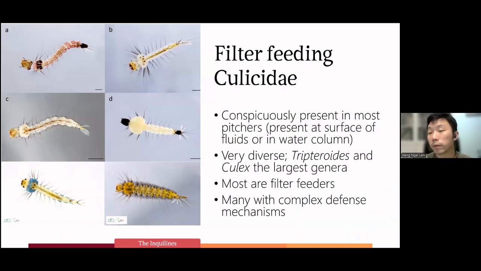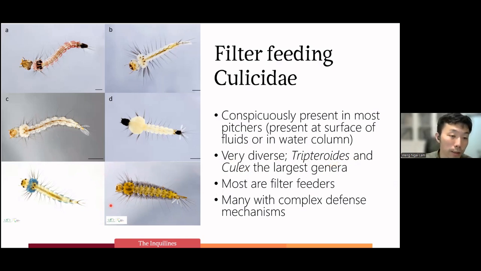Another very dominant group found in many pitchers and very diverse are the filter-feeding mosquito larvae, the culicids. These are very conspicuous because when you look into the pitcher, you can see these larvae at the surface or in mid column of the water, and they're very diverse, with two genera being the most diverse, Tripteroides and Culex. Culex is a very large genus with many pest, vector-borne, blood-sucking species. We were talking about some of the rarer Culexes in pitchers. Tripteroides is the genus. Many of them breed in Nepenthes pitchers.